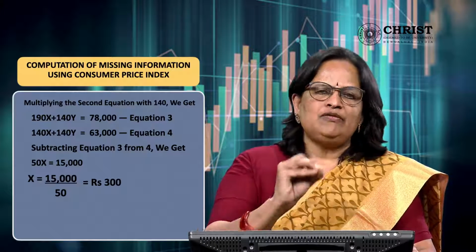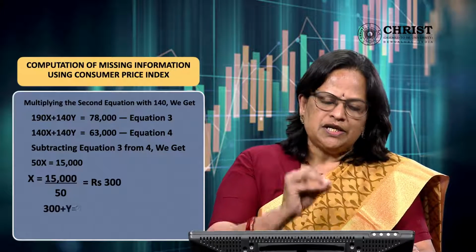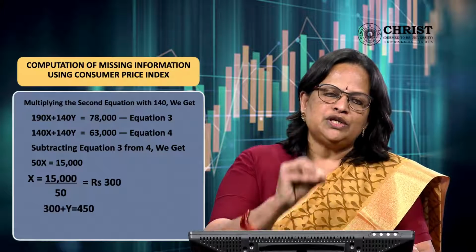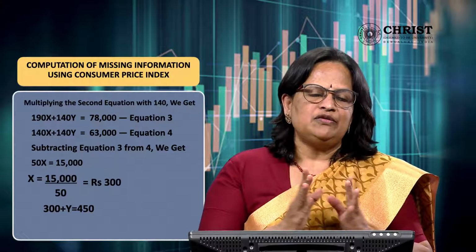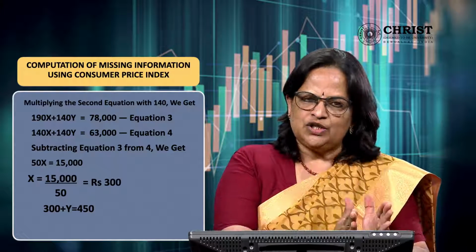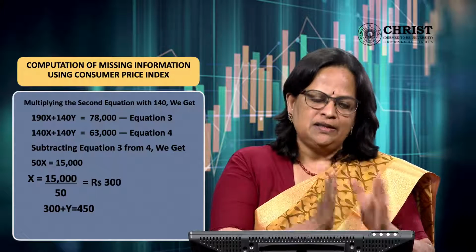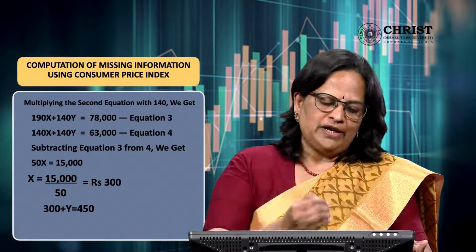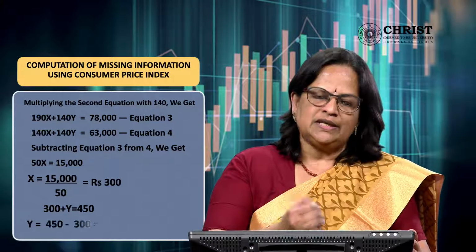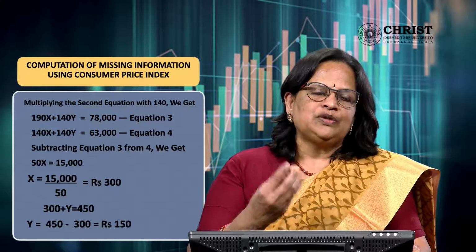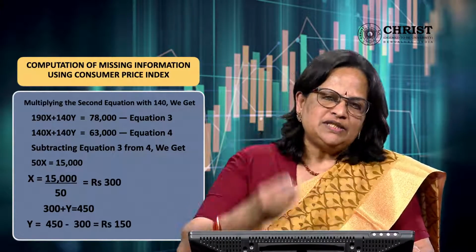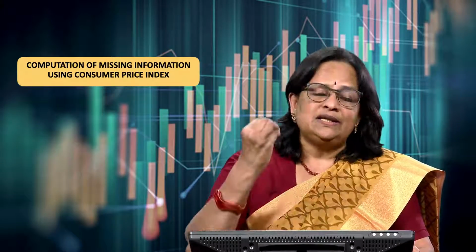Now we got one missing value, that is 300. So 300 plus y is equal to 450. This was our second equation, which we derived because the worker is getting only 750 rupees. We have substituted the value 300 in this equation, and now we can get the value of y. So y is equal to 450 minus 300, that is equal to rupees 150. So both the missing values we have calculated. Sometimes you will get questions like this, where missing values you have to find out, whereas the CPI or consumer price index value will be given. This is what I wanted to explain in this module. Thank you.